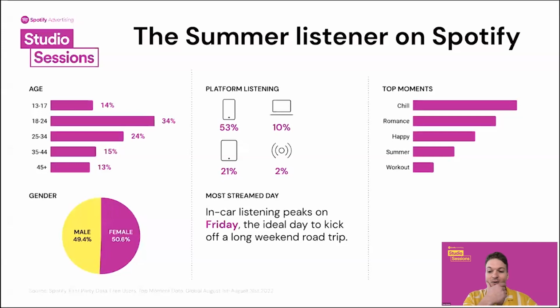Speaking of on the go, in-car listening is really popular during the summer months and really peaks on Fridays, with people going on a long road trip over the weekend. And as the weather heats up, you'll notice that our listeners like to chill out. Taking a look at some of those top moments that we see during the summer, chill is number one, as well as romance. Summer fling, anybody? Also, happy and summer are really popular in the summer, no surprise there, as well as workout, as people work out outside during the more favorable weather.